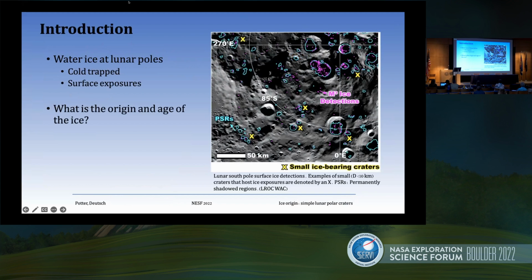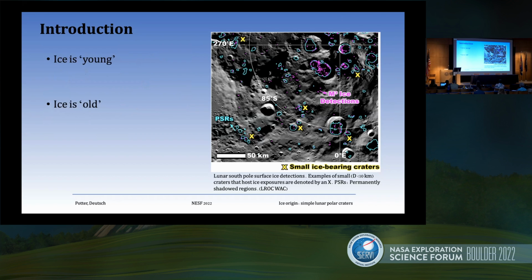The presence of water ice at the lunar poles is now well established, and these normally come in two different varieties. The majority of them are likely to be cold trapped. These are within impact craters, normally simple impact craters, or possibly seen at exposures on the surface of the moon. But what we want to answer here is what is the origin and potential age of this ice?